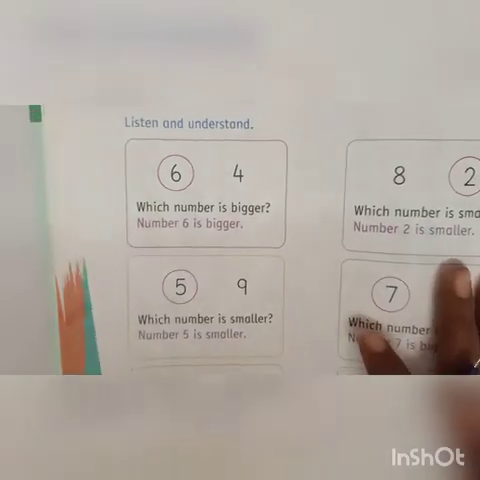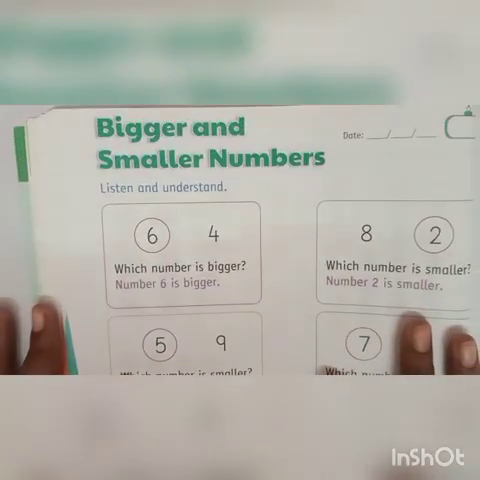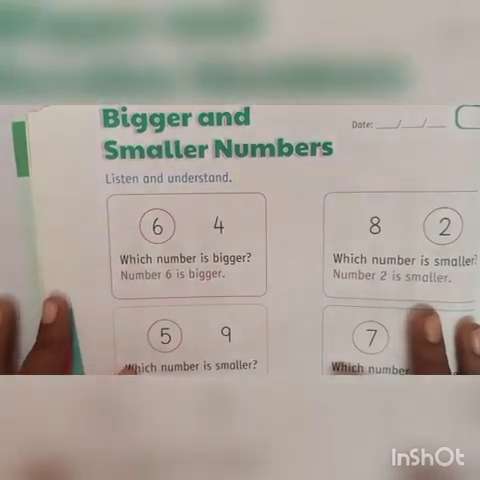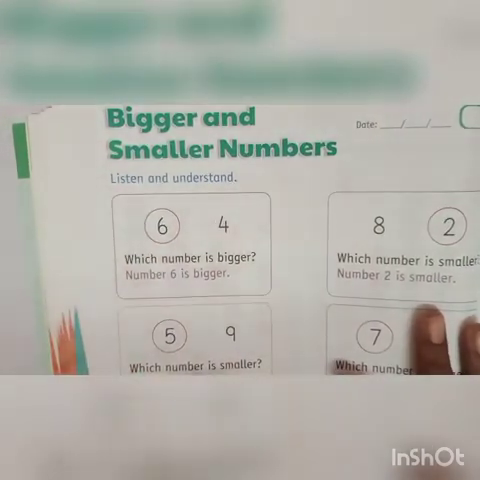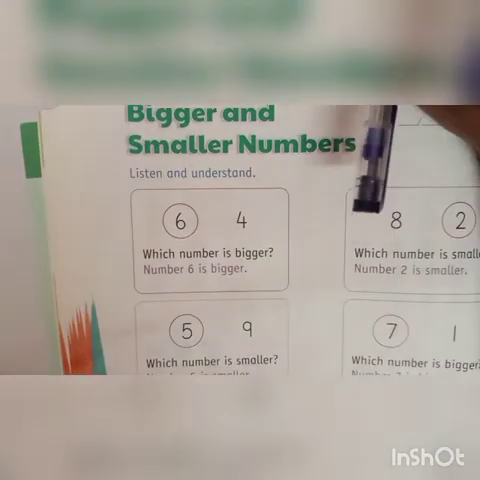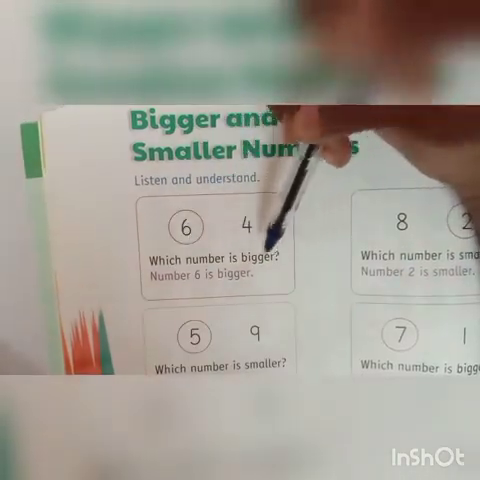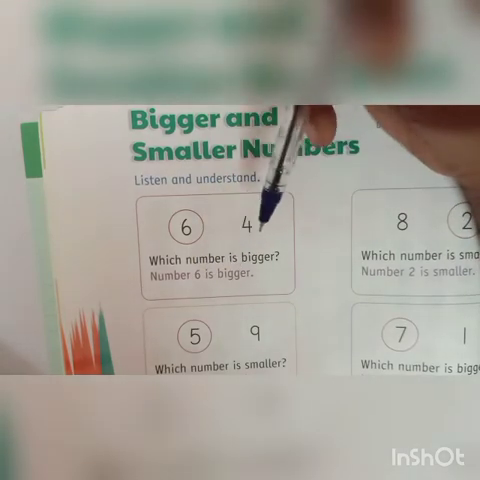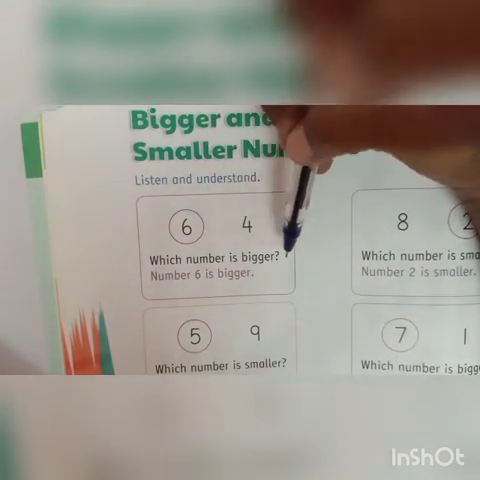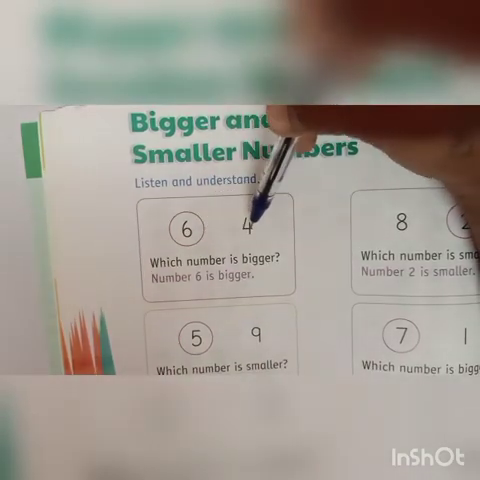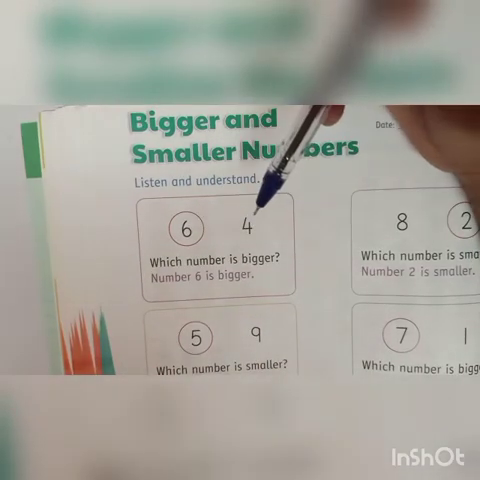Now here bigger and smaller numbers. Here we are going to learn bigger and smaller numbers. So listen carefully, okay, and then you will understand. So which number is bigger? Number 6 is bigger. यहाँ पे कौन सा नंबर बड़ा है? 6. 6 क्यों बड़ा है? क्योंकि 4 के बाद आता है, right?